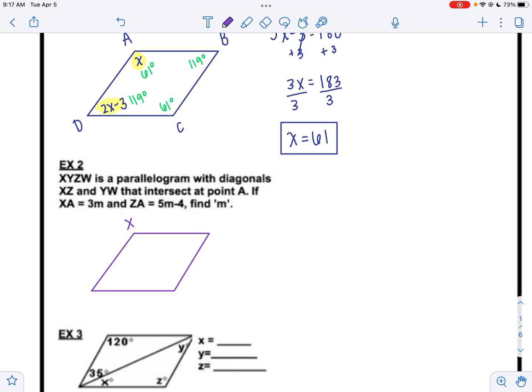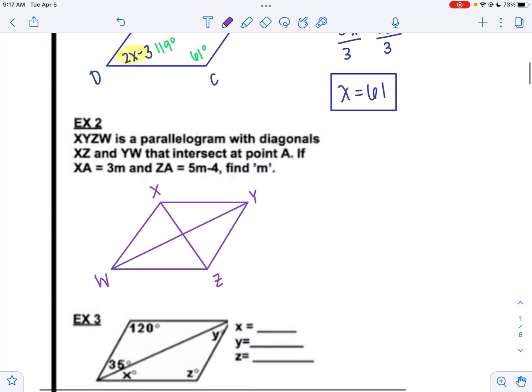So XYZW is a parallelogram, and then it tells me if I drew it correctly, I should have diagonal X to Z, which I do, and diagonal Y to W, which I do. Those are the opposite ones. And that they intersect at point A. So I'm going to call that point where they intersect A. So all I've done so far is just read and sketch out.